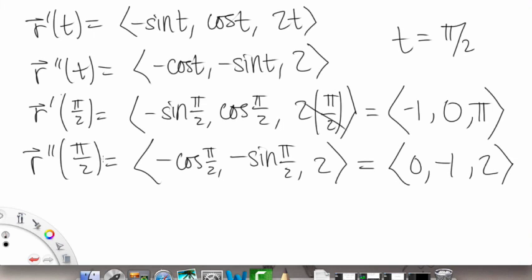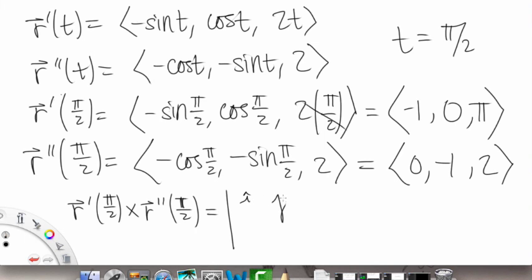So let's see, I think I have enough room. So we're going to cross r prime of pi over 2 crossed with r double prime evaluated at pi over 2. Okay, so we're going to set that up, i hat, j hat, and k hat. The r prime stuff goes along the middle row here, so negative 1, 0, pi. And then we have a 0, a negative 1, and a 2.